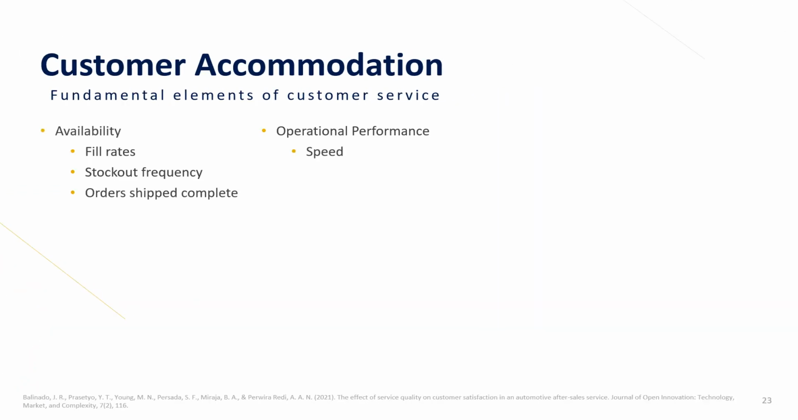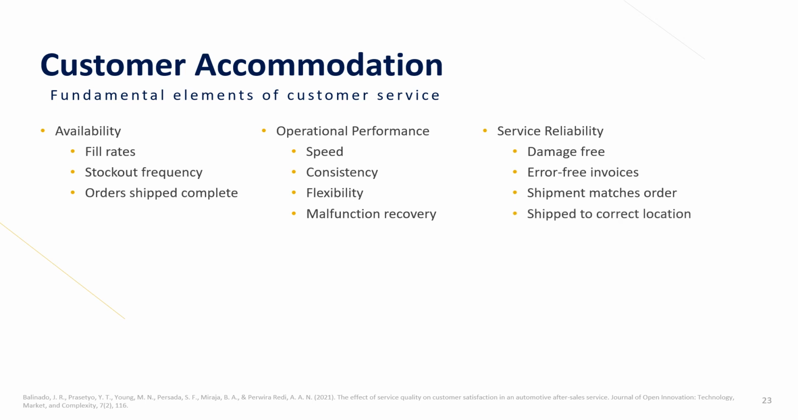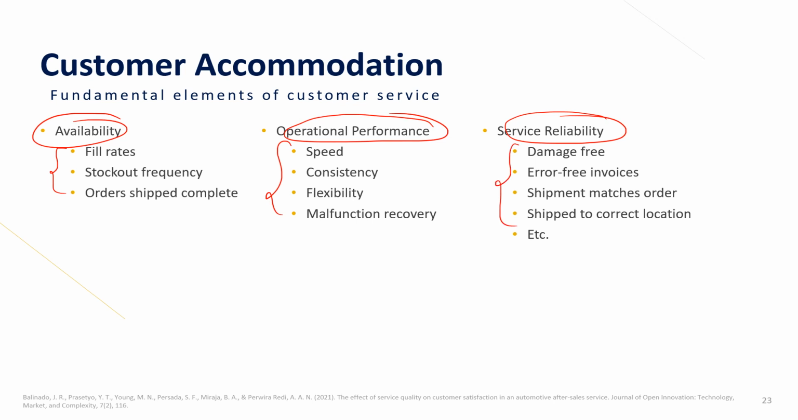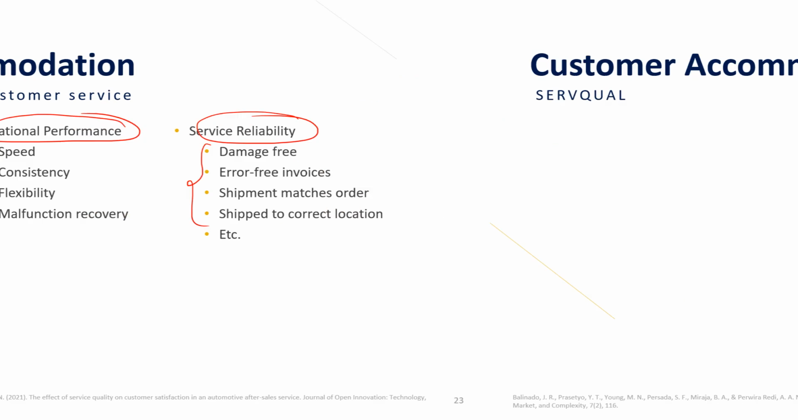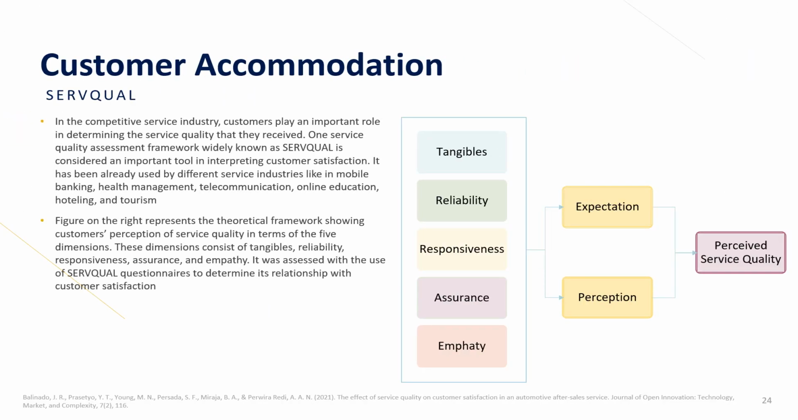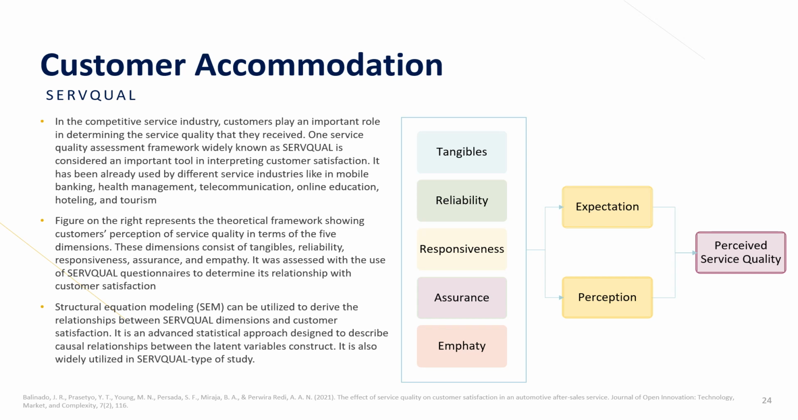Talking about accommodating customer needs can also be seen as how to offer good customer service. Here is the list of fundamental elements of good customer service. First, availability. Second, operational performance. And the last one is service reliability. Here we have the indicators for all these customer service elements. There are several frameworks that can be used to measure the quality of service offered by a firm. I'm not going to discuss it in detail, but here is one very famous framework to measure how good your service is, especially the quality of your service.